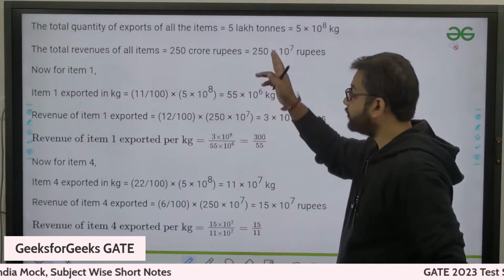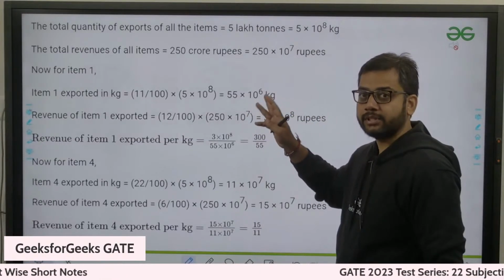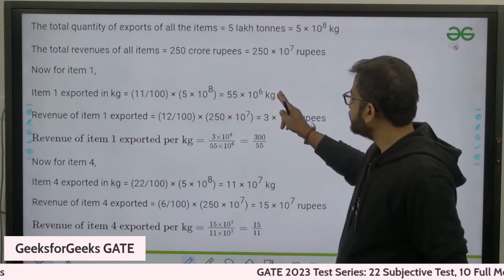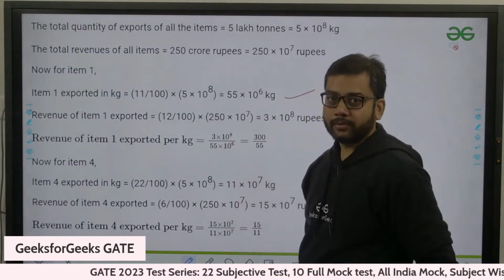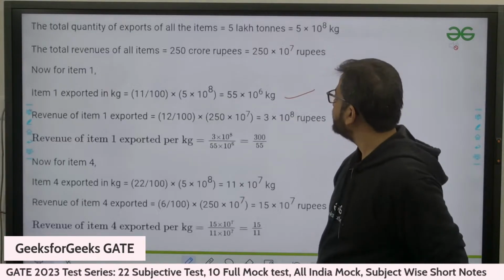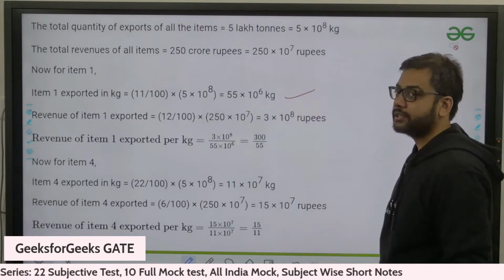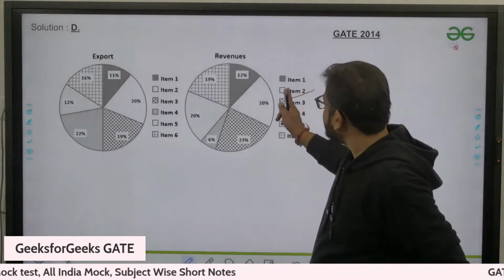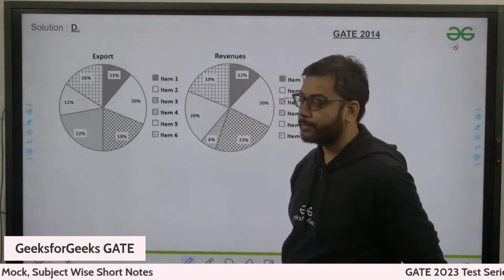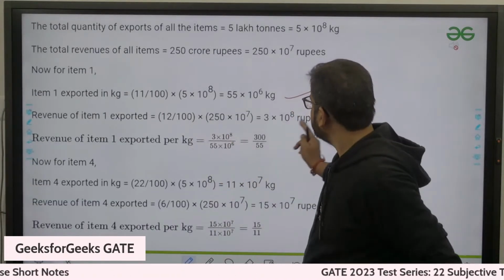We have exported 5 lakh ton, so 11% into 5 lakh ton. This is our export. Okay, the revenue of the one item exported is equal to what? The revenue is 250 into 10 to the power 7 rupees. It means 250 crore. For item 1, the revenue is equal to what? 12%. So 12 into this amount.